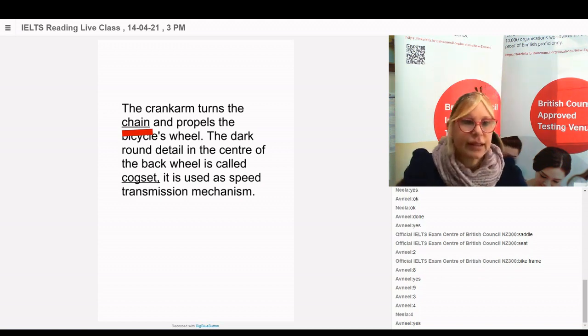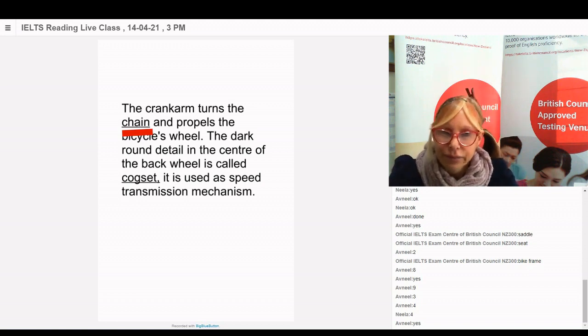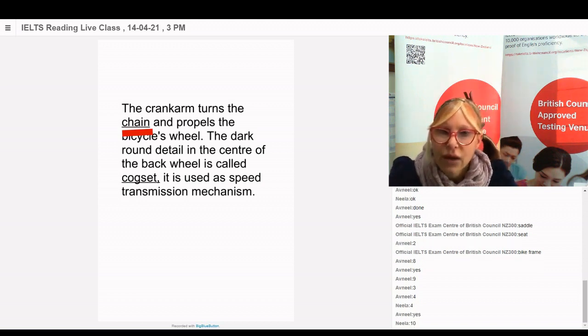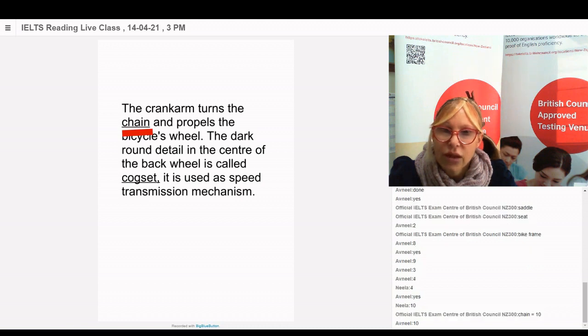Great, excellent. Now the dark round detail in the center of the back wheel is called the cog set. It is used as a speed transmission mechanism. So the dark round detail in the center of the back wheel, you can see the back wheel there, and in the middle of it, what is that? Okay, number 5. Well done.